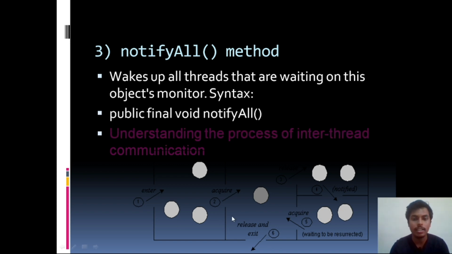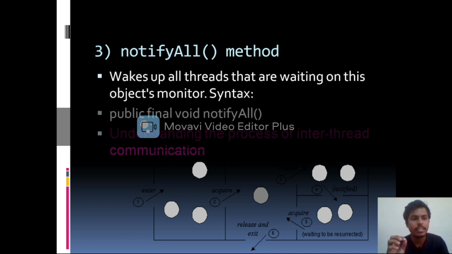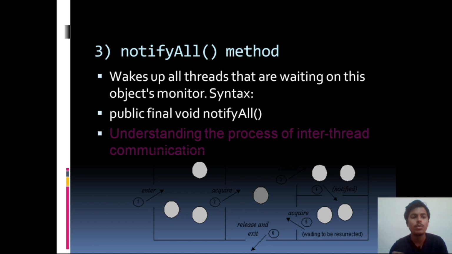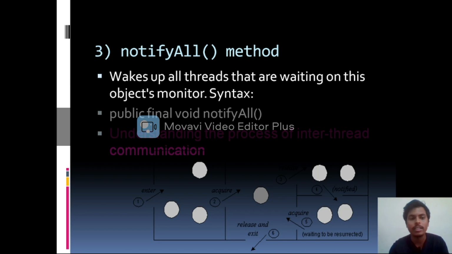So understand this diagram, guys. In this diagram, a thread enters to acquire a lock. The lock is acquired by a thread. Now the thread goes into the waiting state if you call the wait method on the object. Otherwise it releases the lock and exits. If you call the notify or notify all methods, the thread moves to the notified state. It means the runnable state. Now the thread is available to acquire the lock, and after completion of the task, the thread releases the lock and exits the monitor state of the object.